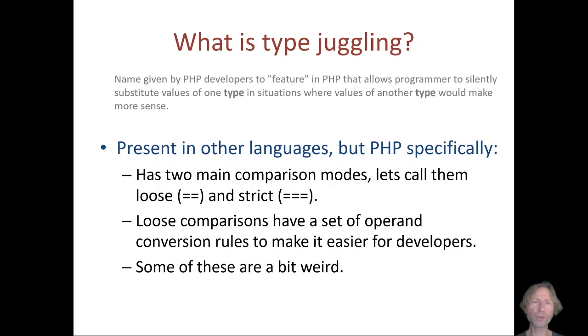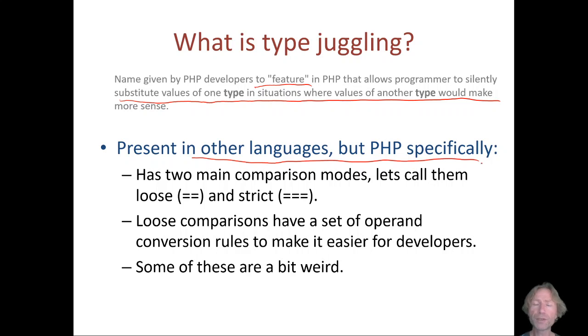So what is type juggling? Well, type juggling is the name given by PHP developers to a feature in PHP to allow programmers to substitute values of one type in situations where values of another type would make more sense. Okay, and we're going to look at examples in a minute. I just want to again repeat that this is not a feature that you find only in PHP. You find it in other languages, but PHP is a really powerful example of this.